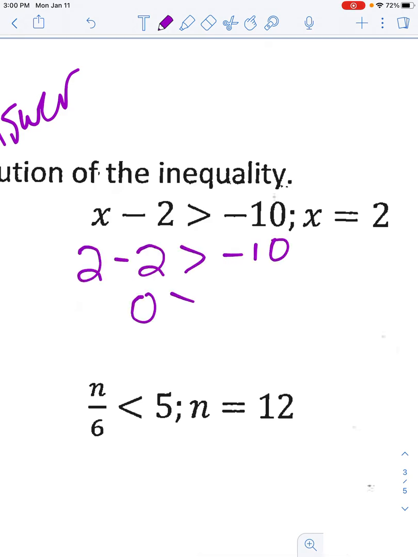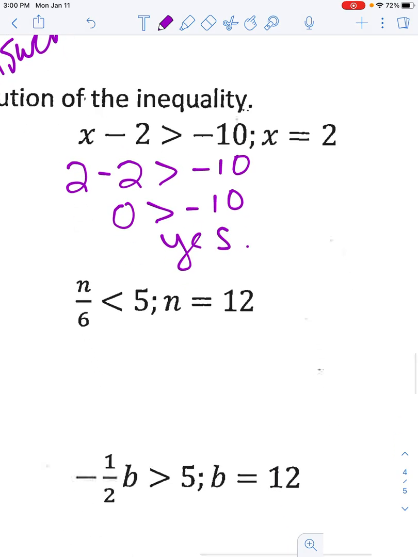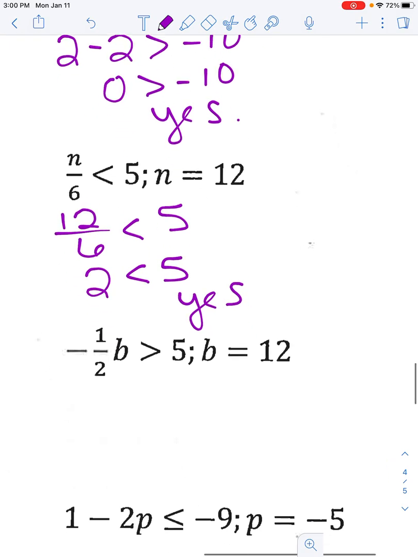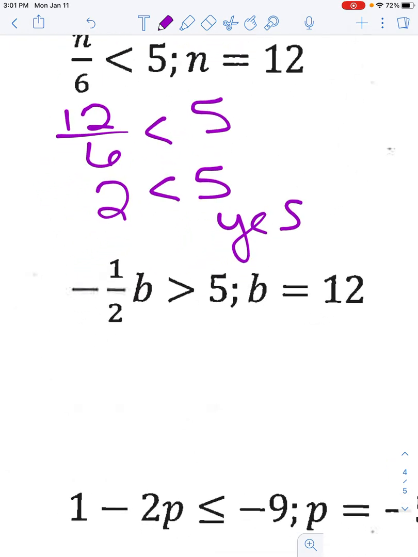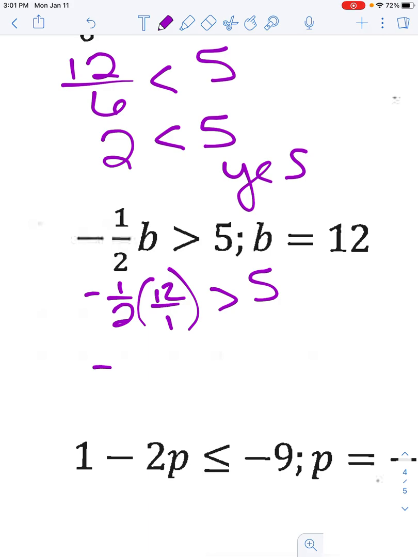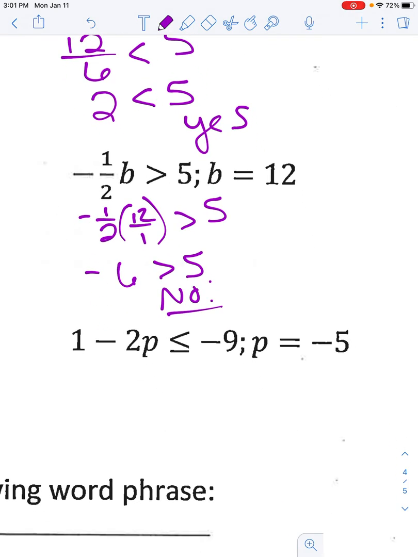This next one, we're substituting in 2 for x. So 2 minus 2 is 0. Is 0 greater than negative 10? Yes, it is. Substituting in 12 for n, 12 divided by 6 is less than 5. 12 divided by 6 is 2. Is 2 less than 5? Yes, it is. Next one, substitute in 12 for b. Negative 1/2 times 12 over 1 is greater than 5. It's going to be a negative 12 over 2, which is negative 6. So is negative 6 greater than 5? No.